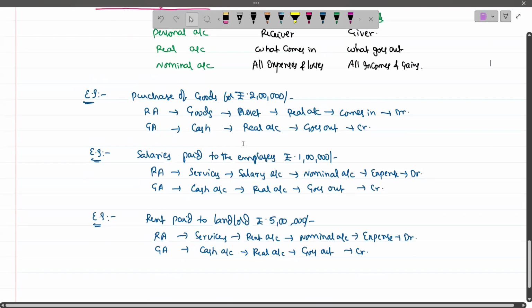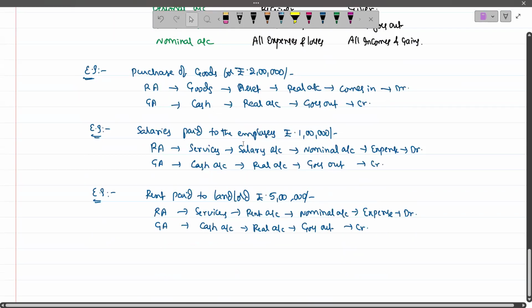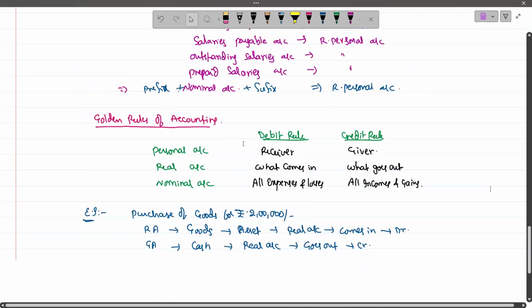In every transaction, we have to analyze the transaction before recording it in the journal. So the analysis will be done in this way. What is the receiving aspect and what is the giving aspect? And what is the nature of that account, whether it is personal, real, or nominal, and apply the rule. Based on that, write whether it is debited or credited. Debited is mentioned with Dr, credited is mentioned with Cr. So this is the traditional approach.